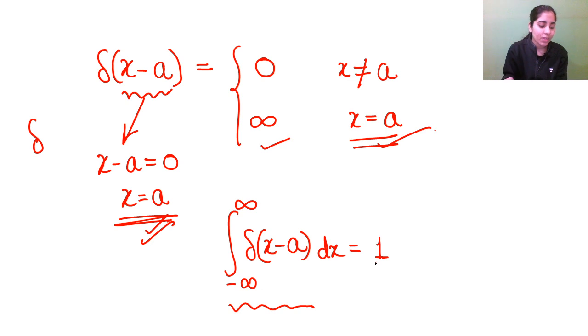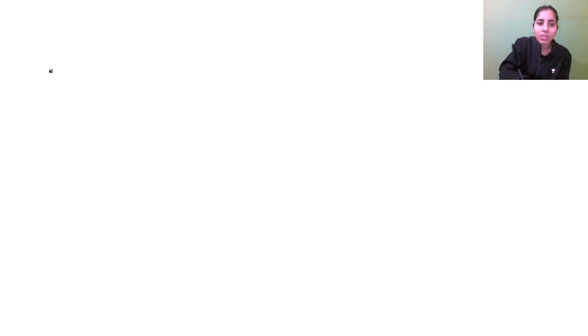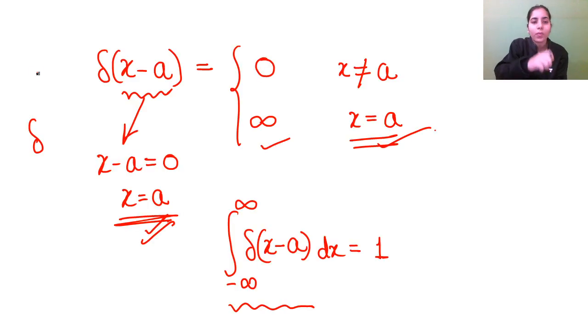Next, let's talk about the other properties, which we generally need to use in the questions. So it was just the definition of the Dirac Delta function, how it gives us some value. If we integrate it from one particular point to another, what value will we get? That's the discussion we have done till now.